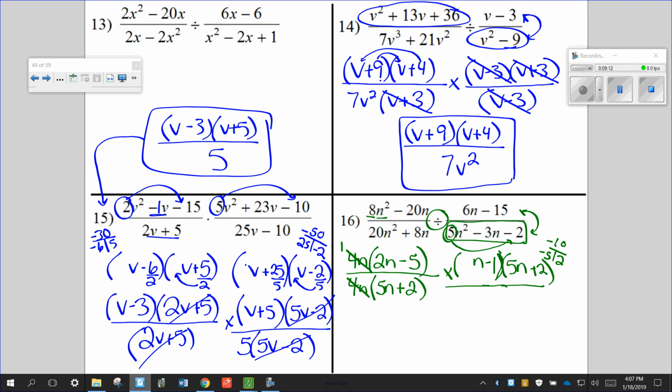All of that's being divided by 6n minus 15. Well, what's the greatest common factor there? Looks like a 3 will factor out. So 6 divides by 3 twice, and 15 divided by 3 is 5. Okay, so I see a 2n minus 5 here and a 2n minus 5 here. I see a 5n plus 2 here and a 5n plus 2 here. And it looks like all I'm left with is n minus 1 over 3.